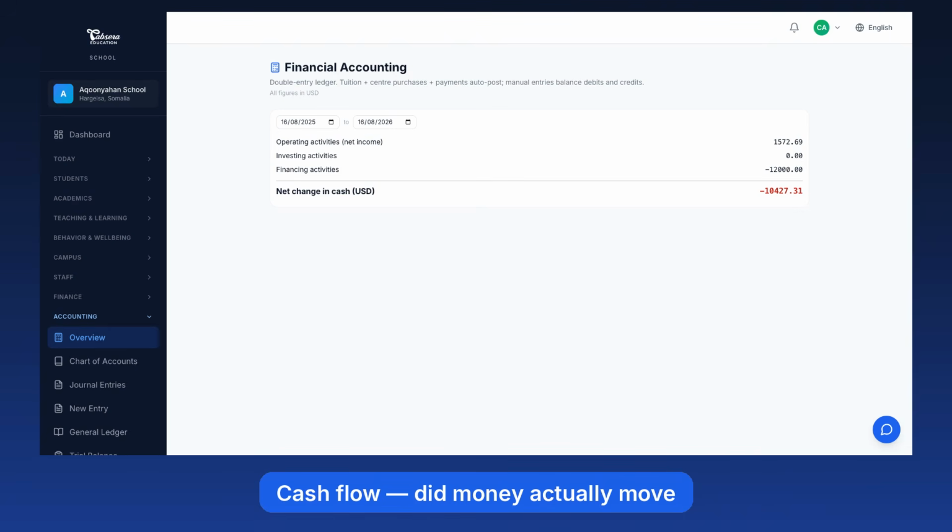And cash flow, the one that catches schools out. Profit is an opinion about timing, cash is a fact. This report shows whether money actually moved, what came in from parents, what went out to staff and suppliers, and what is left. A full order book and an empty bank account is a very survivable looking way to fail, and this page is where you see it coming.